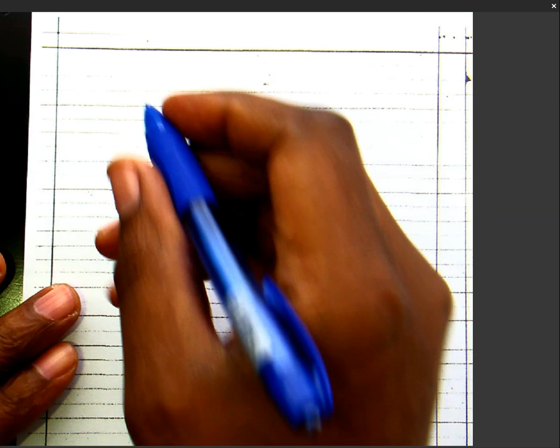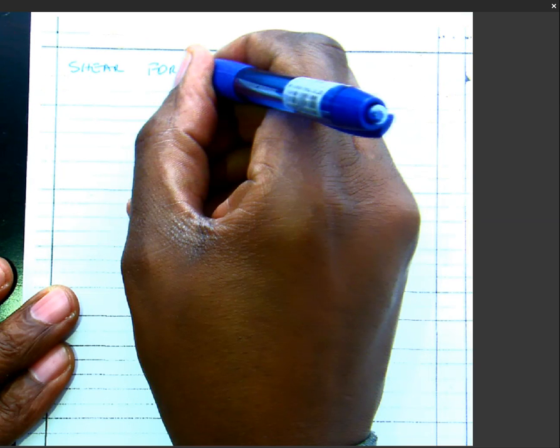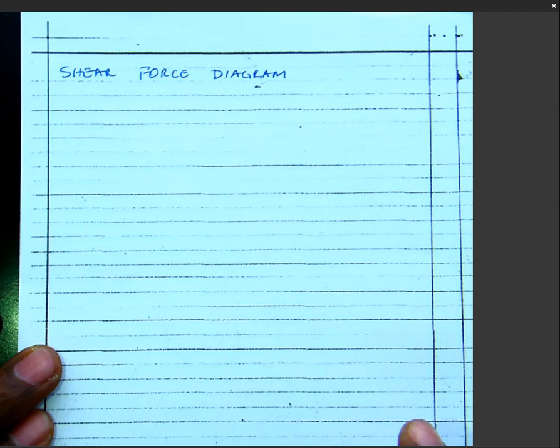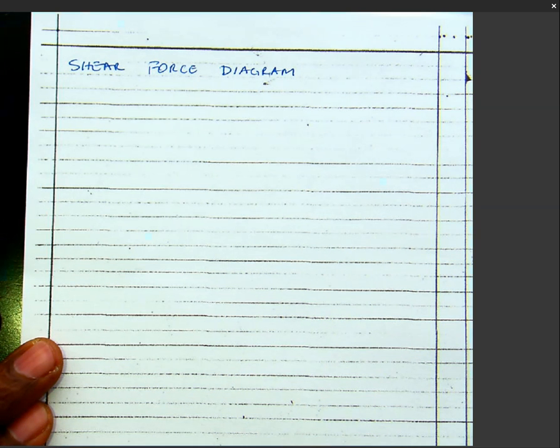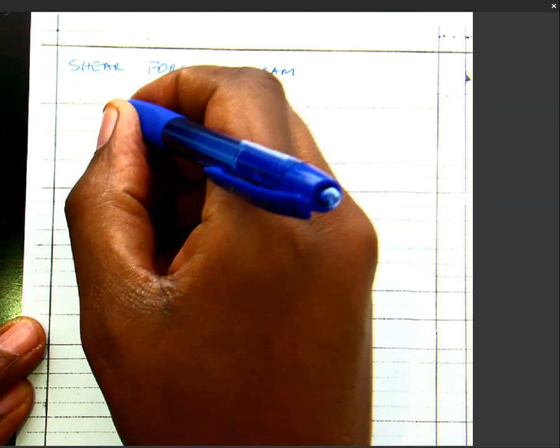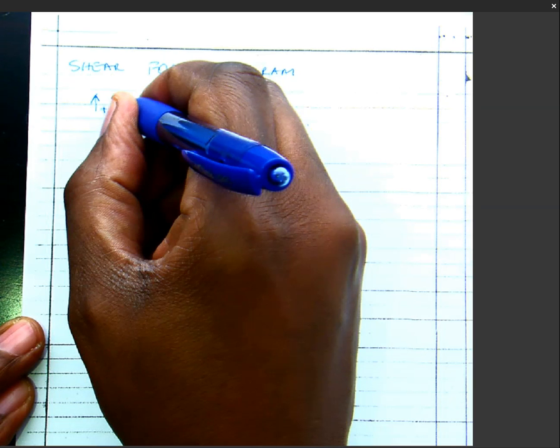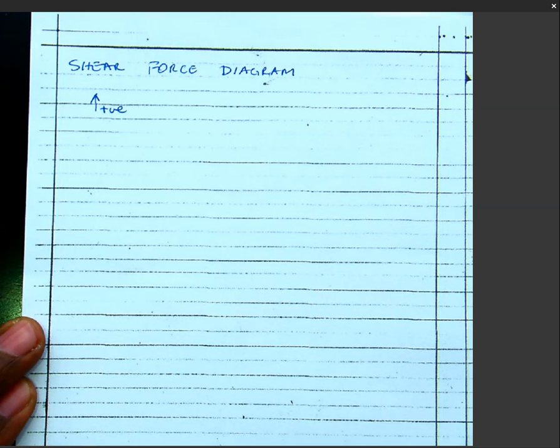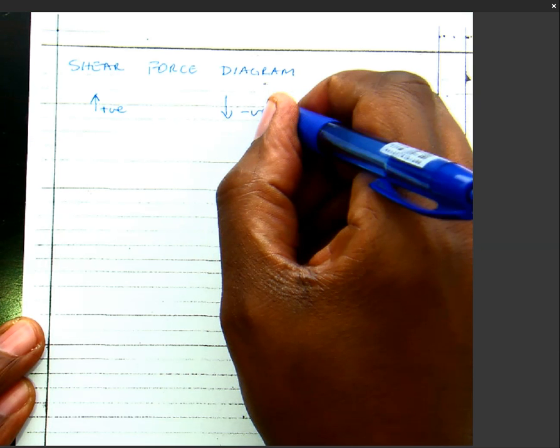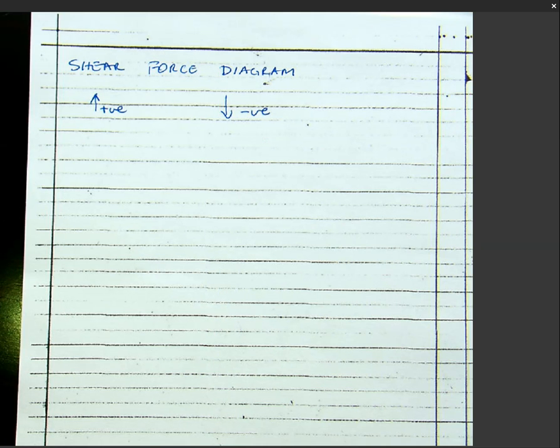Now, I'm going to start off with the shear force diagram. Okay, one thing, let's look at the sign convention that we're going to use. If you're drawing a shear force diagram, the loads that are going up, you're going to treat them as positive, which means the ones that are going down are going to be negative. That's the most important thing, guys, that we must always remember.